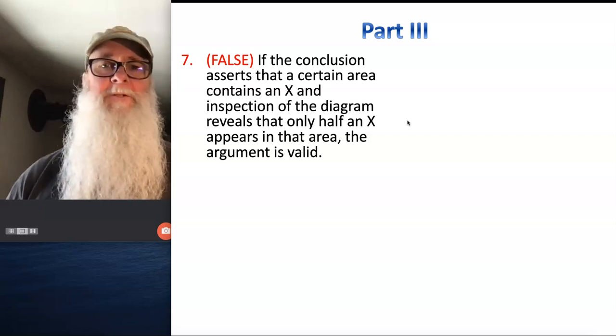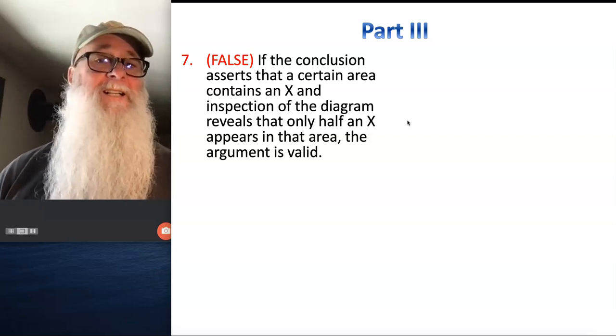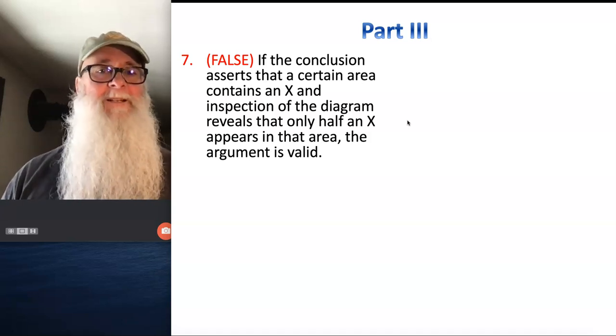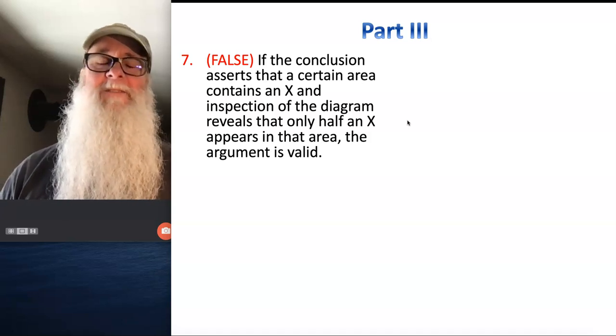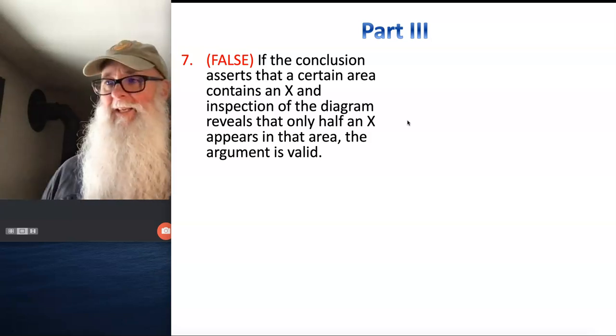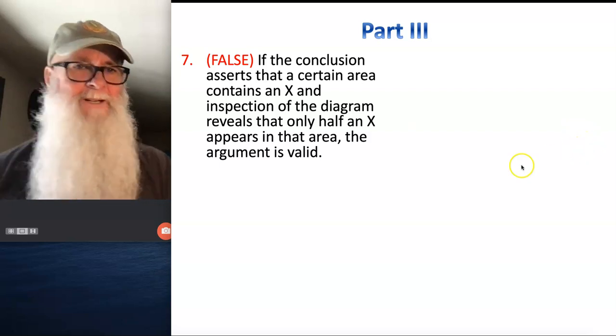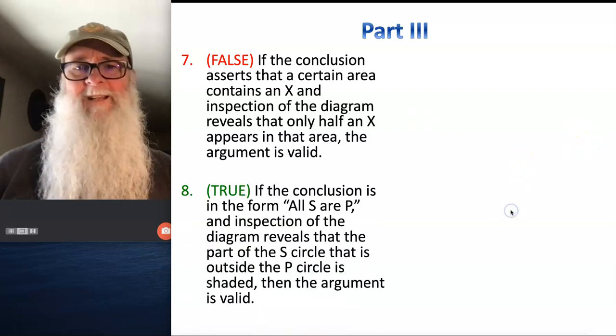Number 7, if the conclusion asserts that a certain area contains an X, and the inspection of the diagram reveals that only half an X appears in that area, then the argument is valid. No, half an X would indicate that there's an X on an arc, on a line separating 2 areas, and anytime that happens, the argument is invalid.